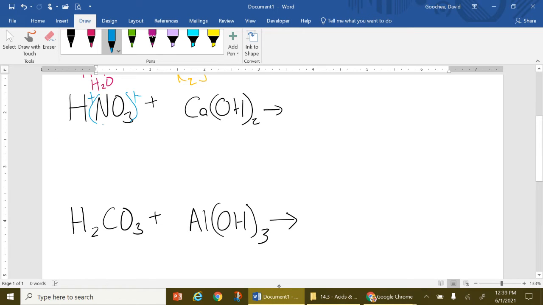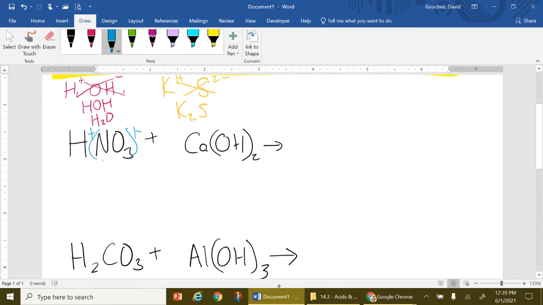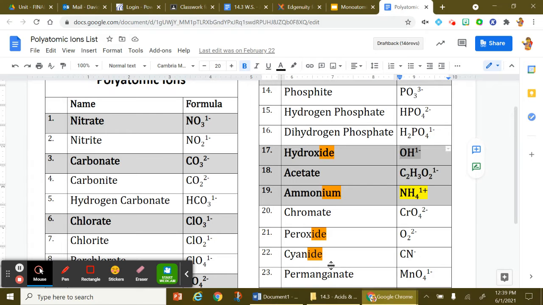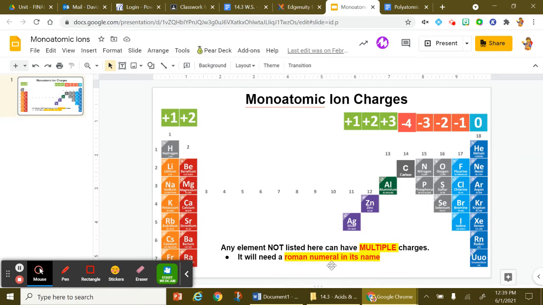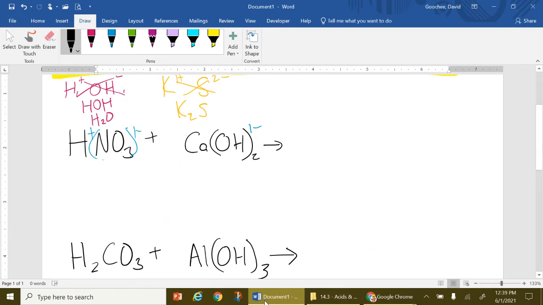Then we've got calcium and hydroxide. Hydroxide is still 1-. It's the same substance, so it's going to be 1-. And calcium has what charge? Let's take a look. Calcium is a monoatomic ion. Calcium is 2+.